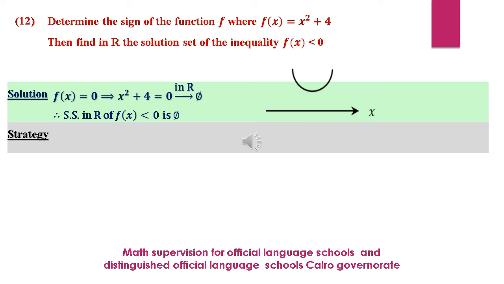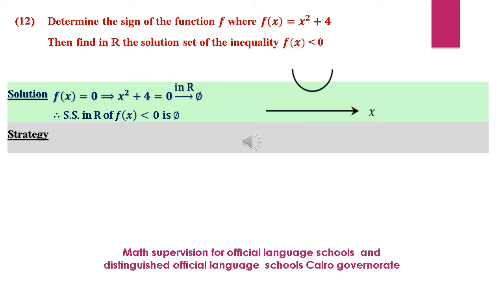Determine the sign of the function f where f of x equals x squared plus 4. Then find the solution set of the inequality f of x less than 0. Of course, when we draw the graph of the function x squared plus 4, it will be drawn upward from the x-axis by 4 steps. Therefore, the function here is drawn in the positive direction next to the y-axis.